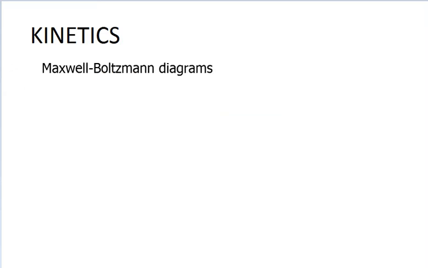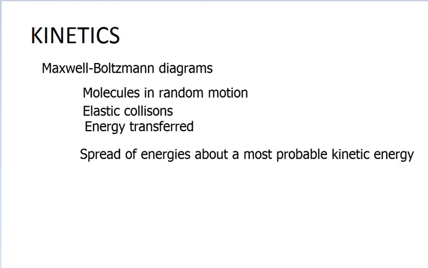Okay, so next we move on to the last section of kinetics, which is Maxwell-Boltzmann diagrams. In a sample of a gas or a liquid, the molecules are in constant, random motion, and this means they frequently collide. The collisions are elastic, which means that there is no loss of energy, but instead the energy is transferred from one molecule to another. This means in a given sample, at a given temperature, molecules will have a spread of energies about a most probable kinetic energy.